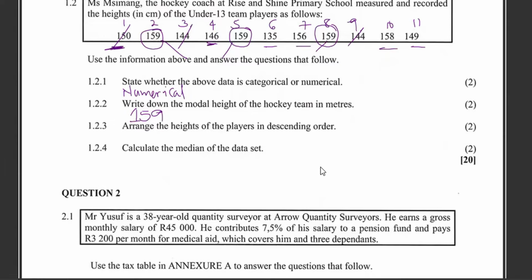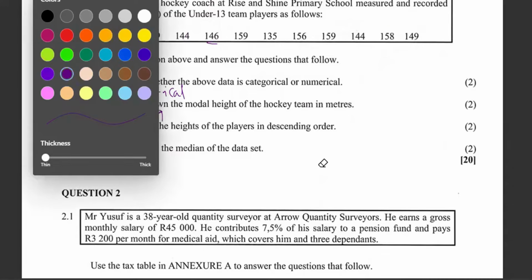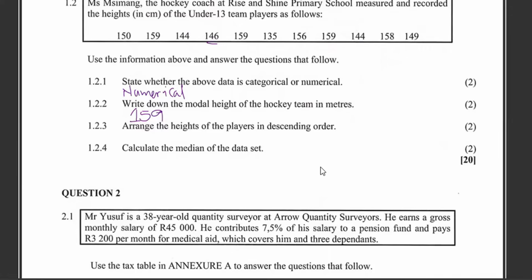Arrange the heights of the players in descending order. Descending order means we are going to start with the highest, ending with the lowest. I've always told you that you should always use a pencil in your question paper, or you can use a pen, it's fine. But all I want you to do is first identify: descending, highest to the lowest. So which one's the biggest number here? The biggest number is 159. So it takes its first place.